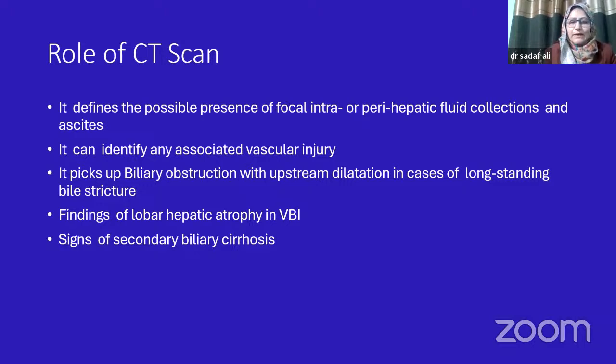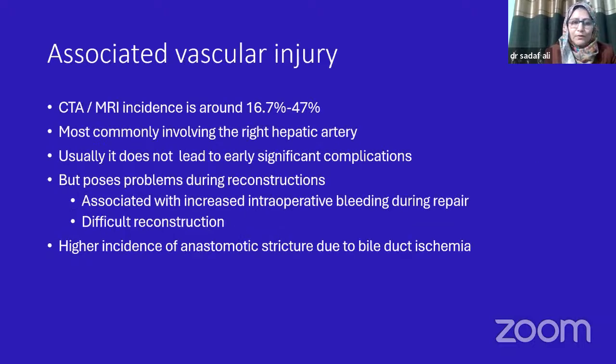So the role of CT scan is to look into the collections, the perihepatic fluid, the ascites. It has a very important role in identifying any associated vascular injury. It picks up biliary obstruction with upstream dilatation in cases of long-standing injuries and neglected patients. It can show you the lobar hepatic atrophy in vasculobiliary injury, and a concurrent sign of features of secondary biliary cirrhosis can also be picked up on CT with widening of fissures and nodularities.